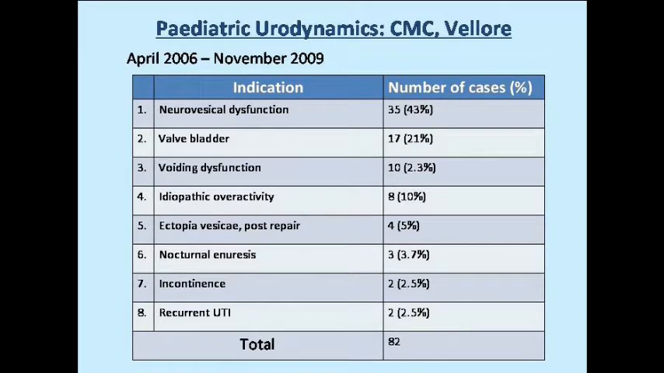This is our simple data, which tells you that we have a minimal experience. Of course, all these cases get referred to us. We do kidney transplants, and some of the time we need to do this to make sure that the children have safe bladders. But as you see, the maximum indication in our practice still has been neurogenic bladder.